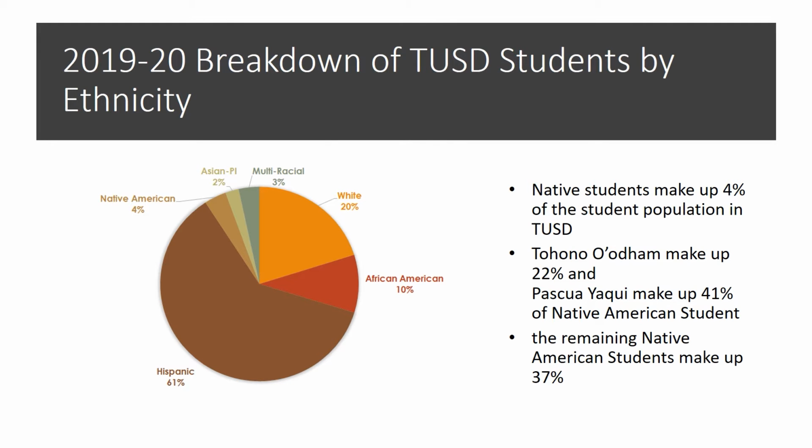Native students overall make up 4% of the student population in TUSD. Of that Native student population, Pasquayaqui is at 41% and Tohono O'odham at 22% are the two largest tribes represented. The remaining 37% is Native American students from other tribes.